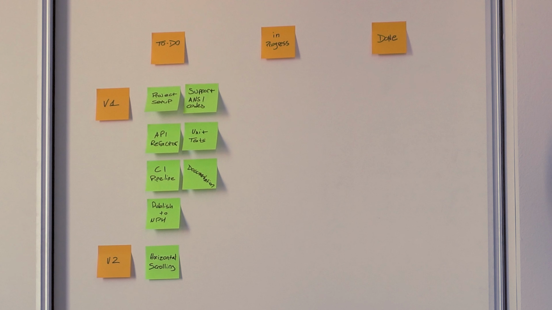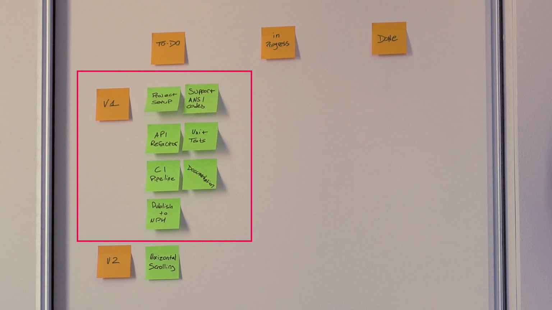So here's the plan. We already have the proof of concept covered, so that gave us a better idea of what we need to do. The first version is about making a solid library with a flexible API and good documentation.